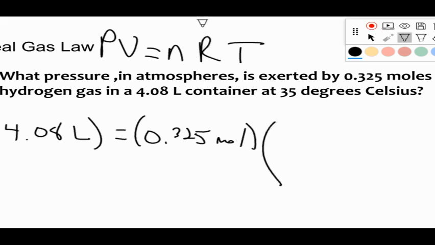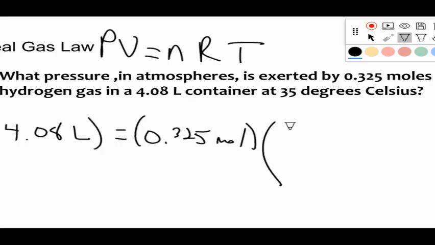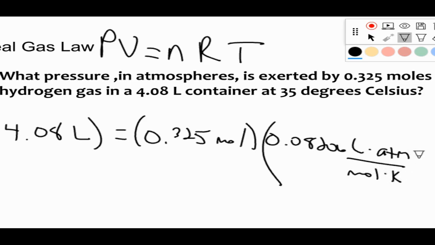My R is that gas constant. If we look back over here, it is this number, 0.08206 liters times atmospheres over mole times K. That is all the unit that goes with that. So at standard temperature and pressure, they plug in the standard pressure, volume, number of moles, and temperature, and they calculate it out, and they get this as your gas constant for atmospheres.